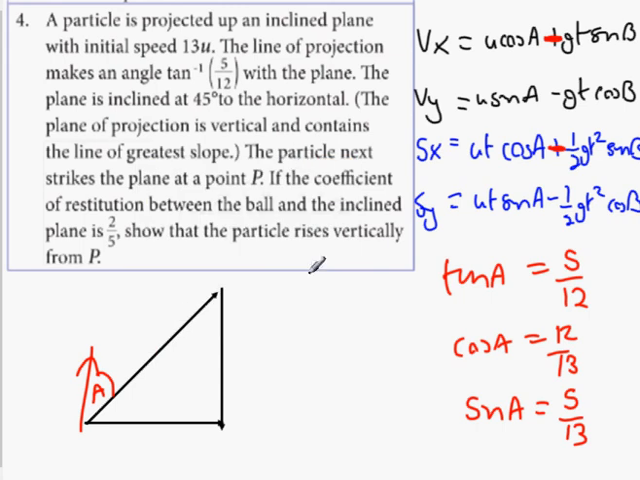As said, the thrown angle is A. We have tan A equals 5 over 12, 12 over 13. So cos A is 12 over 13, sine A is 5 over 13. This all comes from this piece of information here.